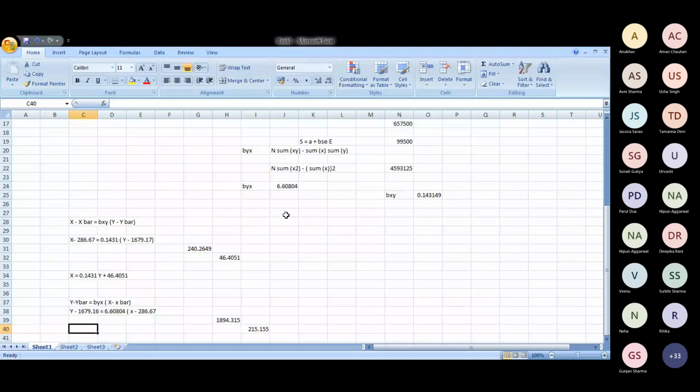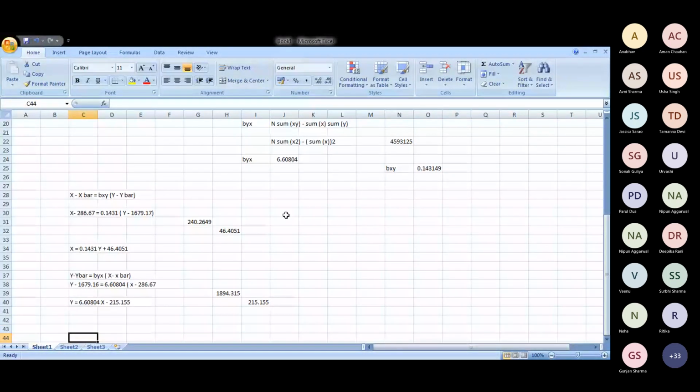So your equation becomes y is equal to 6.60804x minus 215.155. So this becomes your regression equation of y on x. Clear? So where regression coefficient byx is 6.608 and the intercept value is minus 215.155. So that becomes your regression equation.